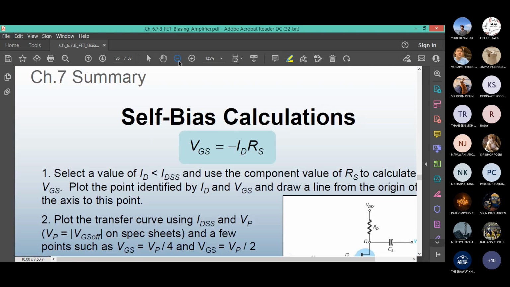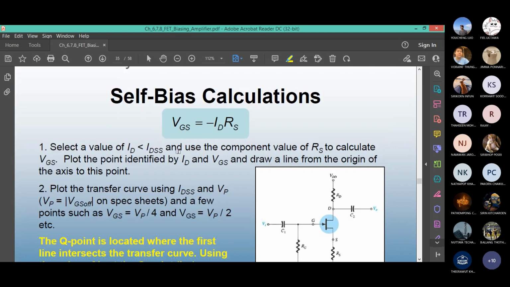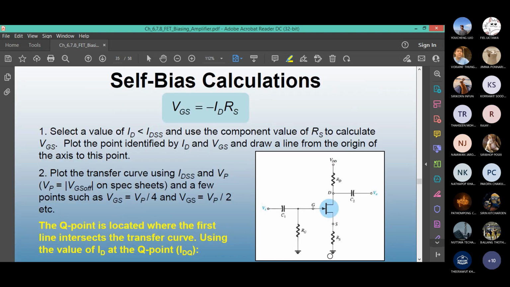Here, self bias, we actually derive the equation now, VGS equals minus ID RS. So you have to pick a value of ID. Let's say your IDSS is 8 milliamp. Start with a value of ID which is less than the saturation current. Maybe start with 1 milliamp, okay? 1 milliamp, and let's say RS is 1 kilo ohm. So what is VGS? 1 milliamp times 1 kilo ohm is 1 volt. And this is a negative, so negative 1 volt.